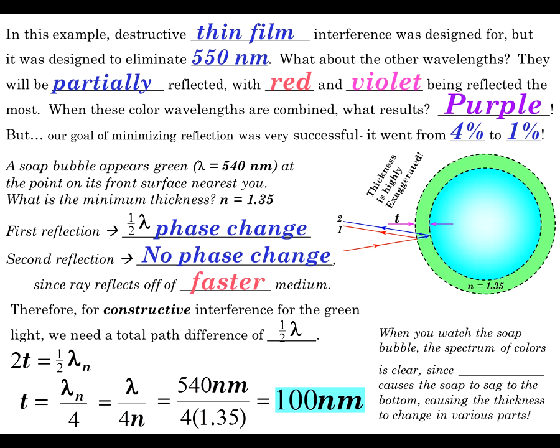Now, when you watch a soap bubble in reality, you don't just see a green soap bubble, do you? It's more complicated than that. It's more awesome than that. The spectrum of colors is generally clear, and the reason why is that gravity, as this thing is floating, tends to cause the filmy material to sag, so it gets thicker on the bottom than on top. So it thins out as you go from bottom to top, or gets thicker from top to bottom. So you have a gradient of different thicknesses, so you see all the colors, which can be quite beautiful indeed.